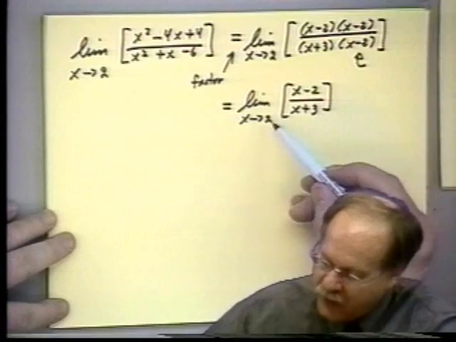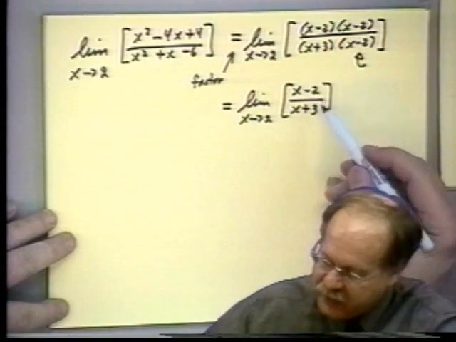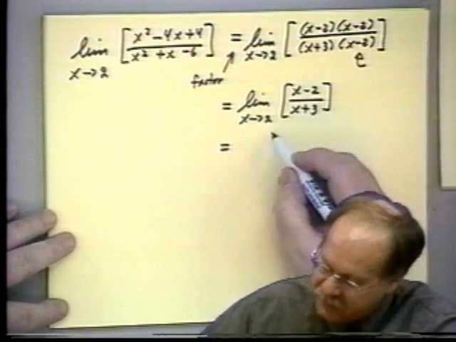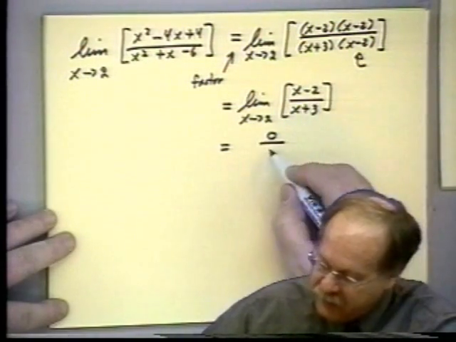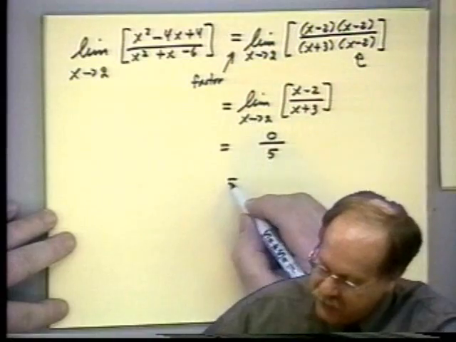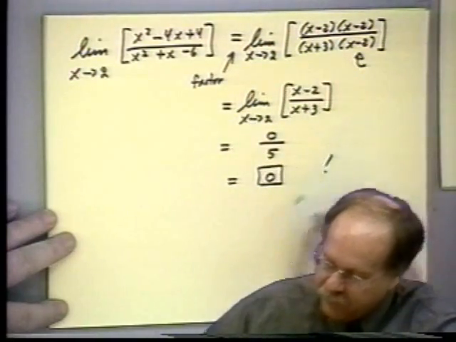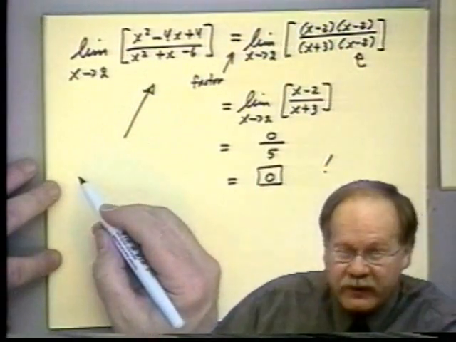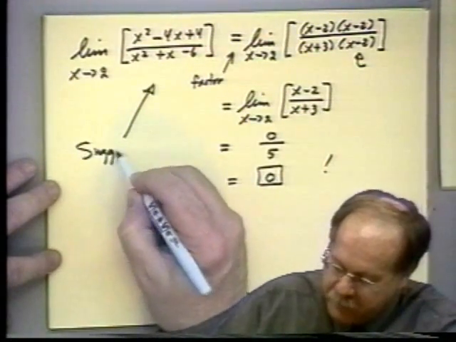Now we'll go ahead and try putting 2 into the limit, because that's our first choice when it works. And in this case, the top gives me 0, and the bottom gives me 5. Well, of course, that's 0, and I'm done. That was easy.